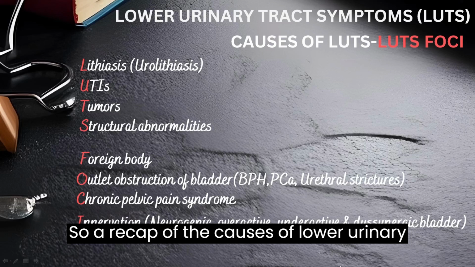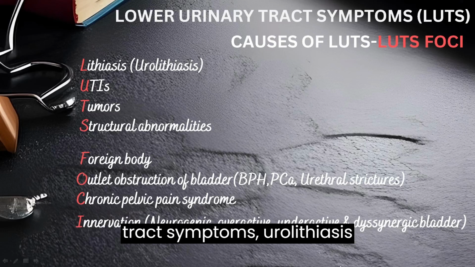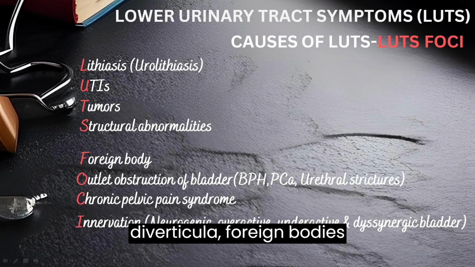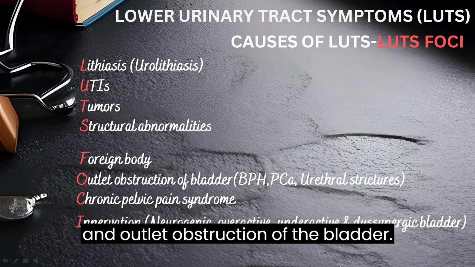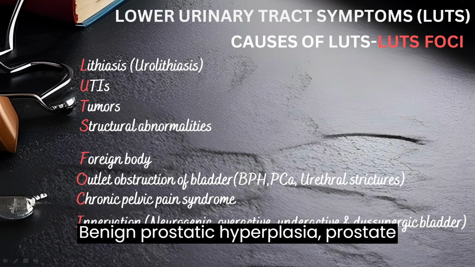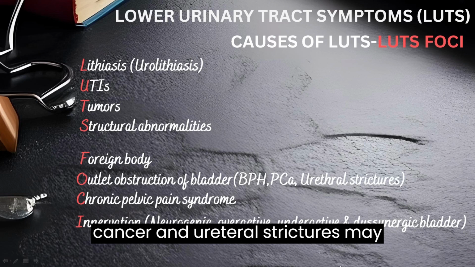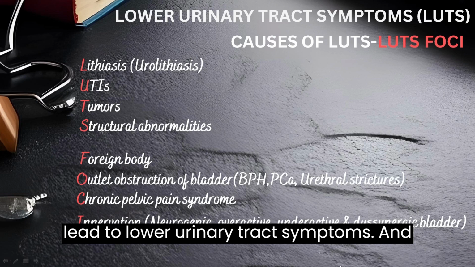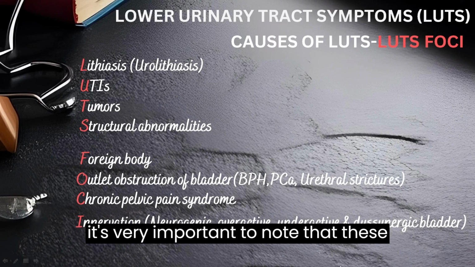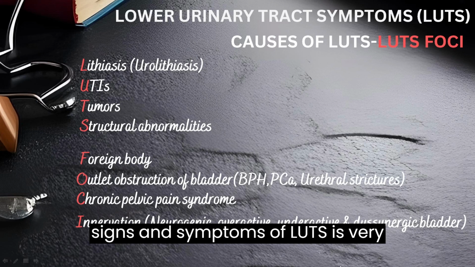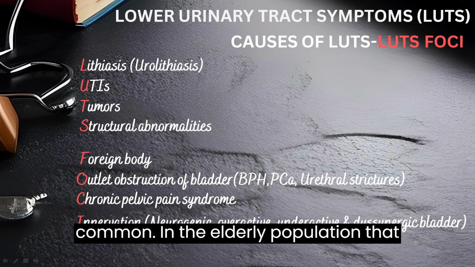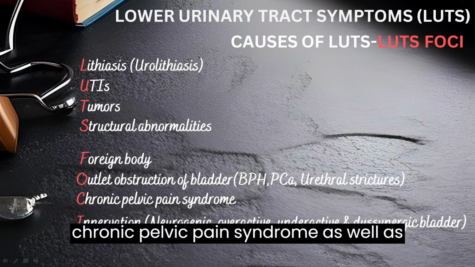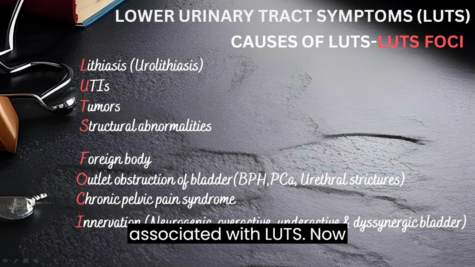So a recap of the causes of lower urinary tract symptoms: urolithiasis, infections, tumors, structural abnormalities such as a bladder diverticulum, foreign bodies, and outlet obstruction of the bladder. Benign prostatic hyperplasia, prostate cancer, and urethral strictures may actually obstruct the bladder outlet and lead to lower urinary tract symptoms. And it's very important to note that these signs and symptoms of LUTS are very common in the elderly population that suffers benign prostatic hyperplasia. Chronic pelvic pain syndrome, as well as problems with the nerves, may also be associated with LUTS.